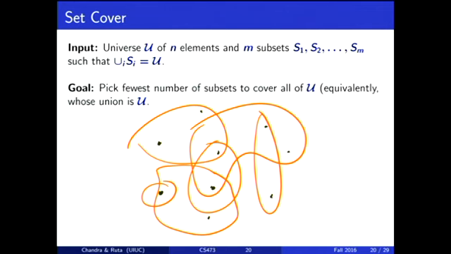Okay. So what is a natural greedy algorithm for this problem? Find the largest set, take out all those points, and then recurse on the remaining instance. Find the next largest set. But when you say next largest, you should not count what you've already covered, right? Make sense? Okay. So this is the algorithm.